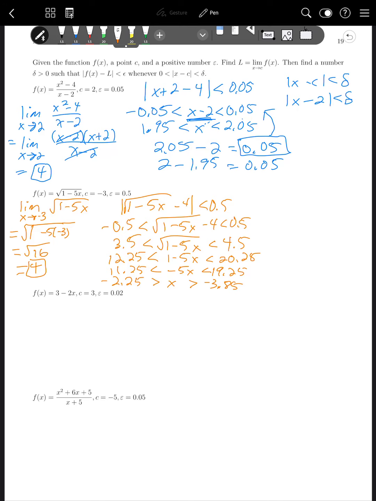And now notice in this case, we never had x plus 3 show up, so we have to do it the same way as the ones before. So take negative 3 minus negative 3.85, which is 0.85, and negative 2.25 minus negative 3, which is 0.75, and whichever one is smaller is our delta. So in this case, it's that one. Okay, so that's the idea. At this point, go ahead and pause the video for a moment and try the last 2.